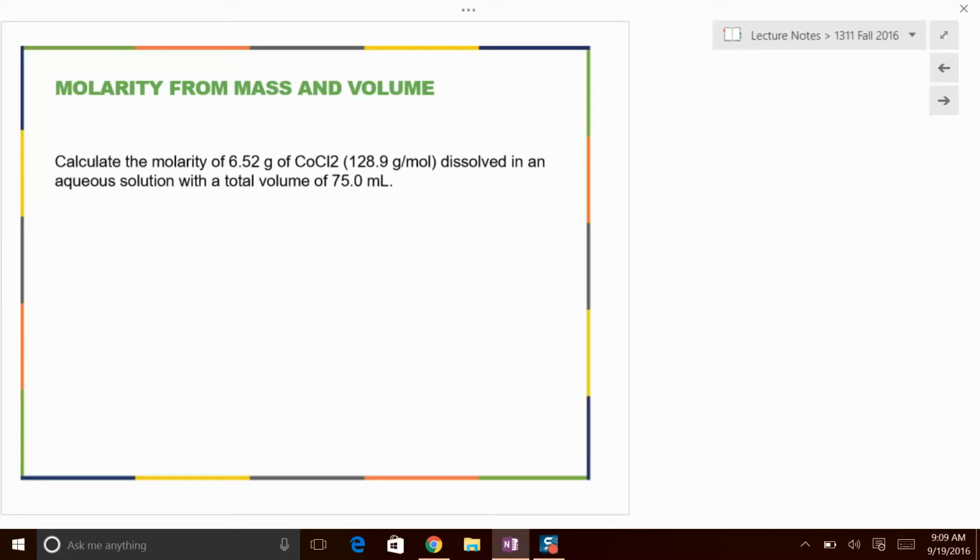Calculate the molarity of 6.52 grams of cobalt(II) chloride, excuse me. Wow, they even gave you the mass. You don't have to calculate the molecular mass there. 128.9 grams per mole. Dissolved in an aqueous solution with a total volume of 75 milliliters. Okay, go ahead, do it.